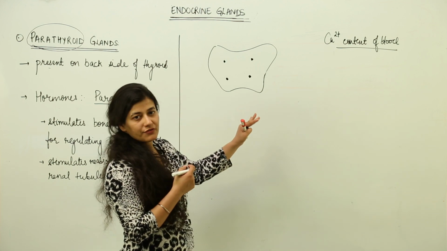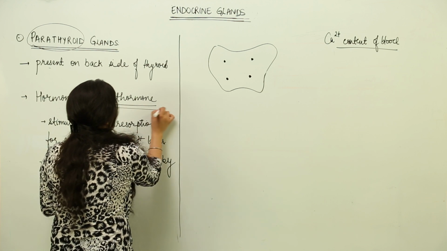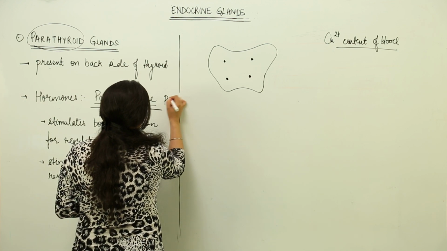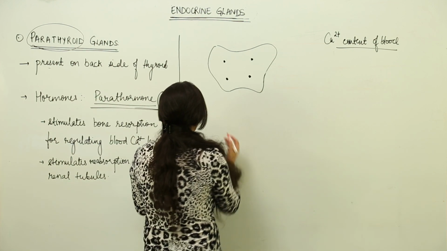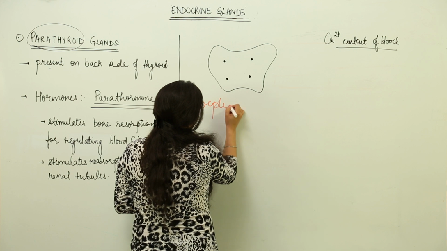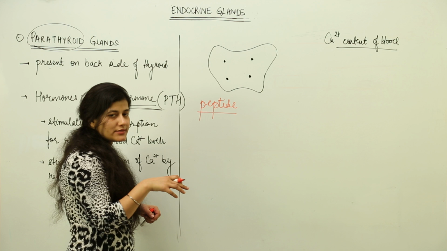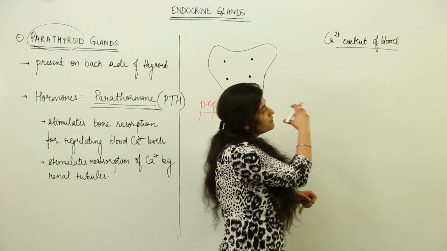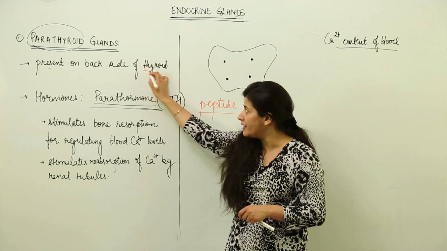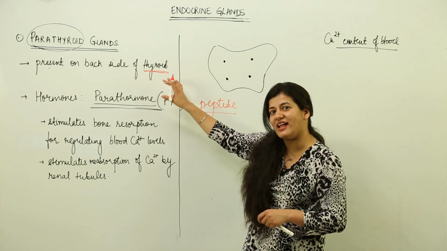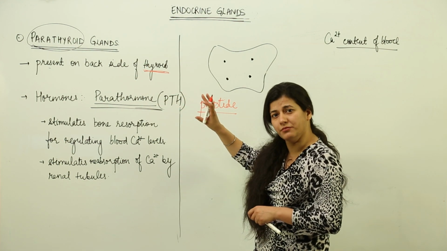So the calcium content of the blood is regulated by parathyroid hormone, which is known as parathormone, or PTH. This PTH, you have to remember, is a peptide hormone secreted in small quantities into the blood. It senses the level of calcium in the blood, and along with the thyroid hormone calcitonin, it plays an important role in regulating blood calcium.